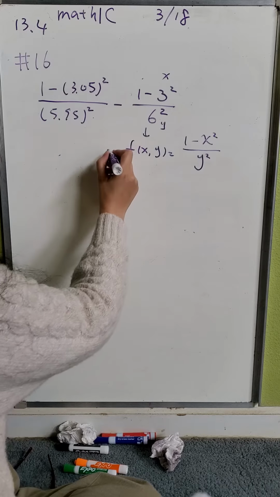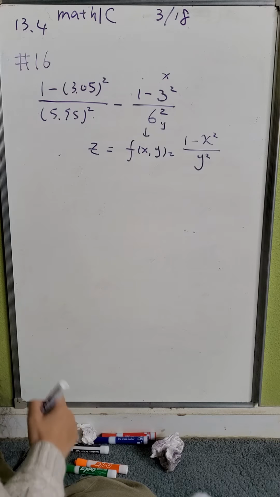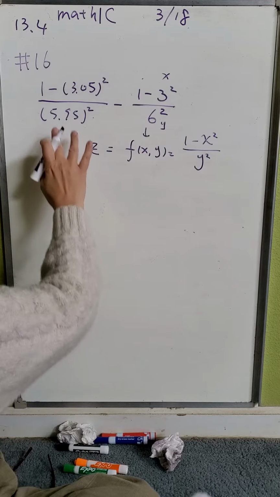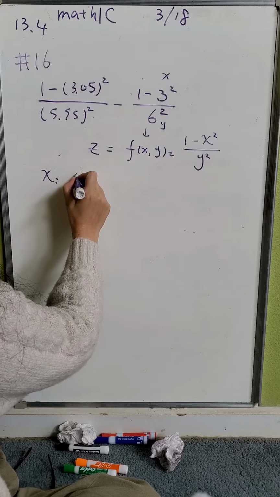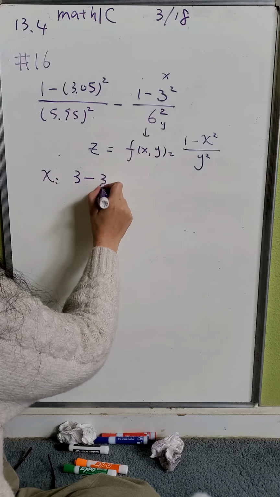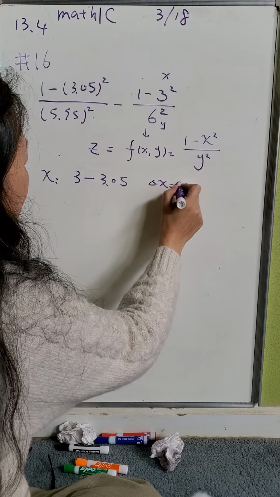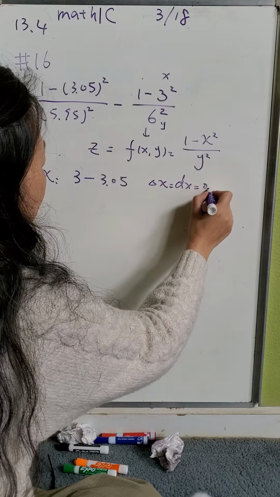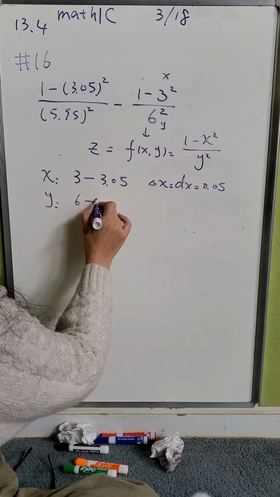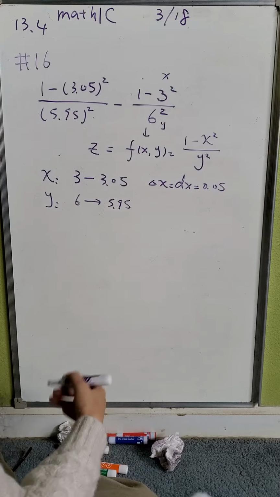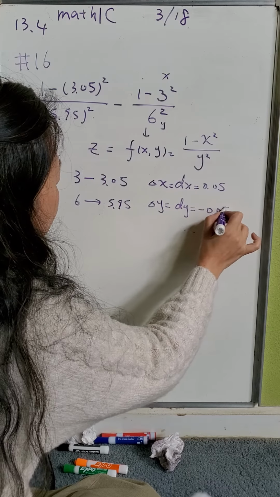So let's say that's my z. They want to find out what dz is equal to actually. So what's the difference, right? This subtract that. Now your x is from 3 to 3.05, because this is an earlier one, this is a later one. So your delta x, same as dx, equals 0.05, okay? And then your y is from 6 to 5.95. You're actually shrinking. So your delta y will equal dy, equal to negative 0.05.